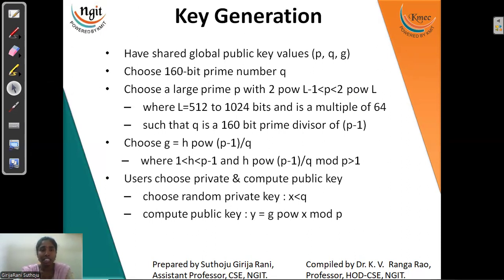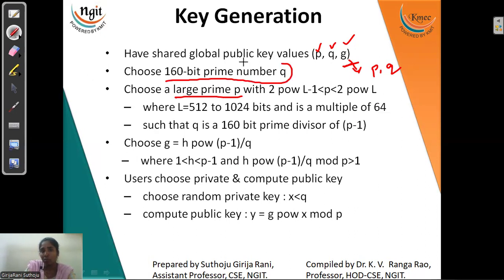When we have key generation, we must have three global values: P, Q, and G. G is the value which we calculate from the values of P and Q. Now, what are P and Q? P is any large prime number. Q is a prime number which is 160 bits. So we take the 512 to 1024 bits for security purposes and convert this into 64-bit blocks of data, as we discussed in the last slide.